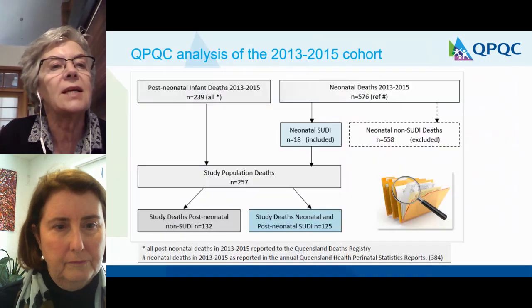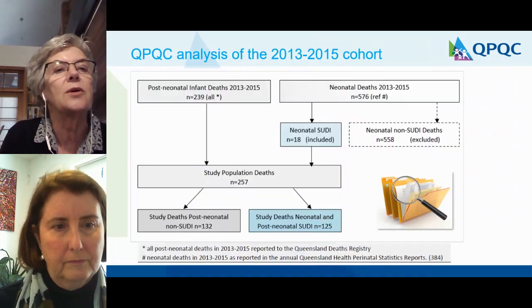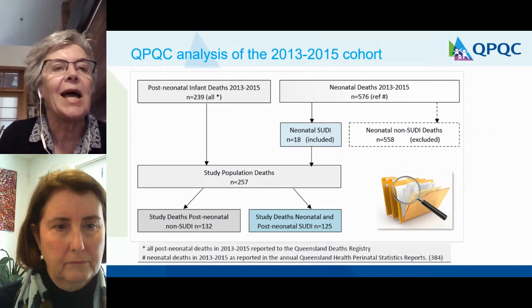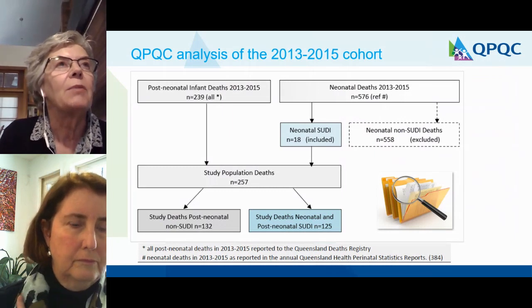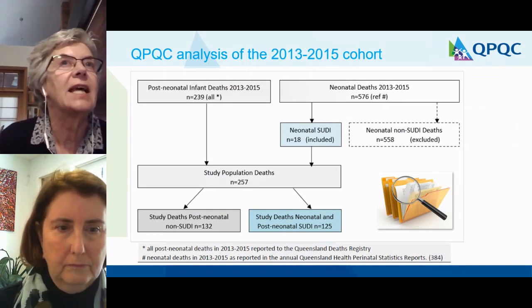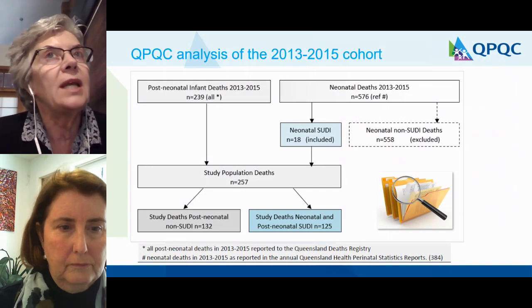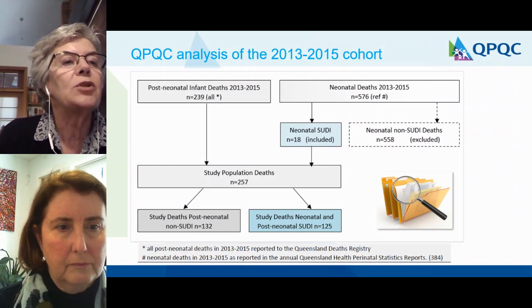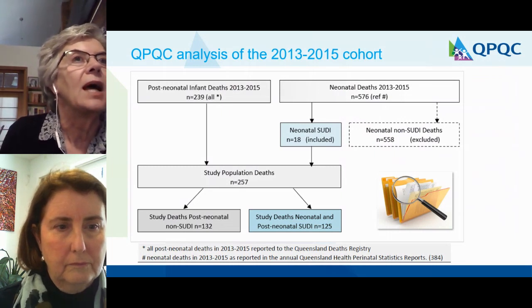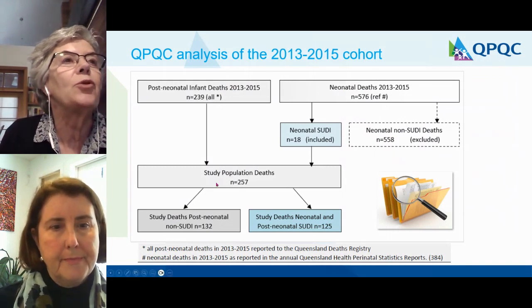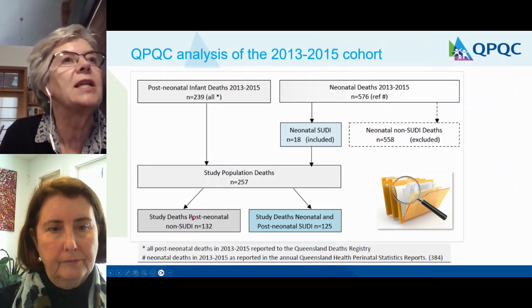So just to present some data from the 2013 to 2015 cohort. We received the final coronial reports for these in 2020, if you're wondering about the delay. Some of these processes take a long time. But we identified 239 post-neonatal infant deaths and 576 neonatal deaths. From the neonatal deaths, we selected the neonatal SUID by looking at the coronial records. But we looked at all the neonatal deaths and all the post-neonatal deaths, because we weren't certain whether just a high-level view would tell us whether or not they were truly SUID. And from that review, we ended up with 132 post-neonatal non-SUID deaths.